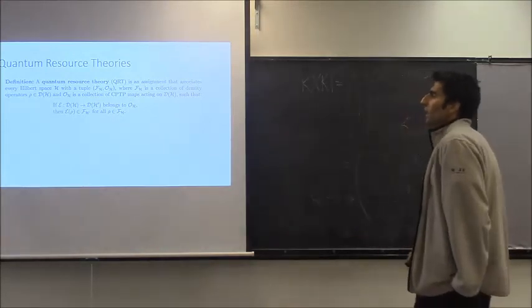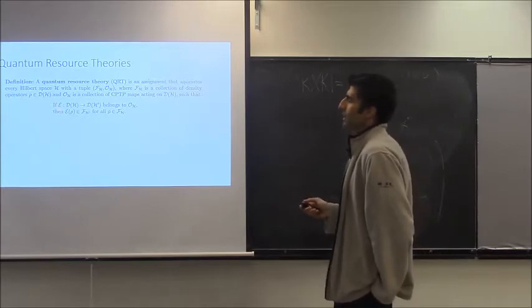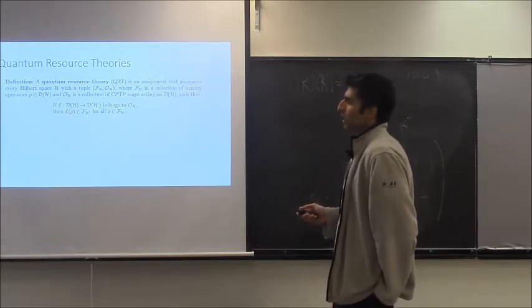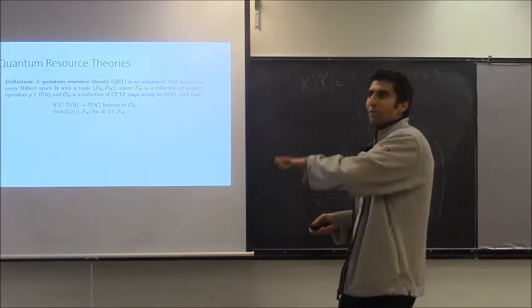If E is a map belonging to this set O here, then if I act on any rho in F, I should get out another element in another set F. Okay, so O should map the sets F to F, all right?